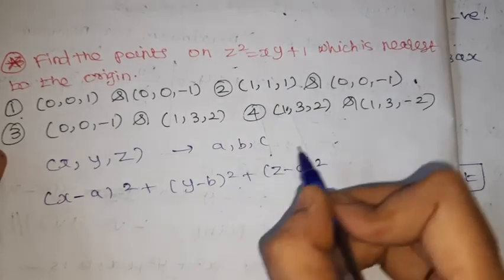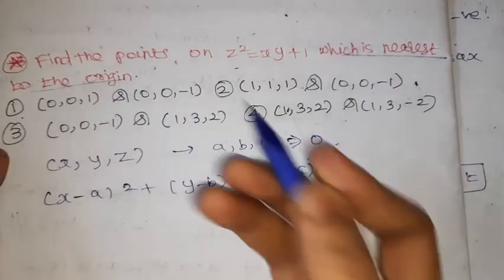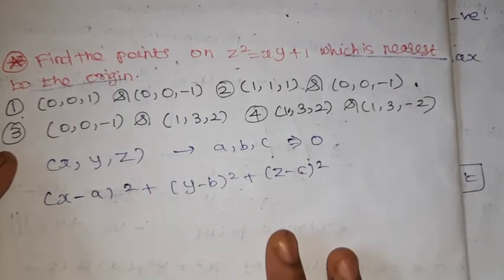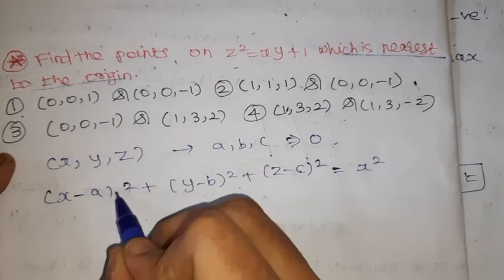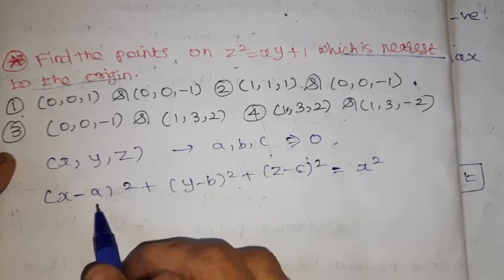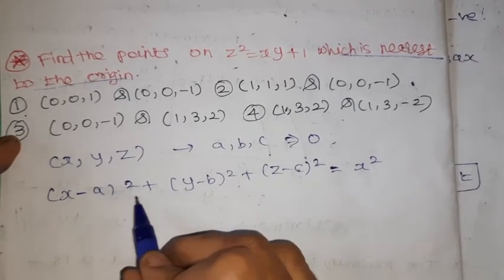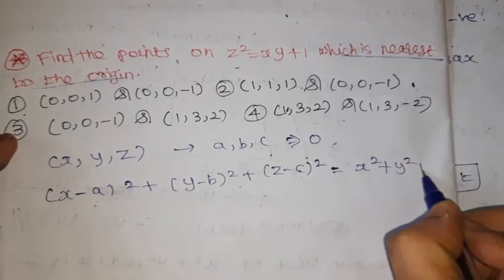From the origin means A, B, C equal to 0, to find out the minimum distance, the point nearest to the origin, we can take A, B, C as 0. So what we will get? X minus A the whole square, with 0, 0, 0. Substitute A, B, C as 0 in this equation: x square plus y square plus z square.